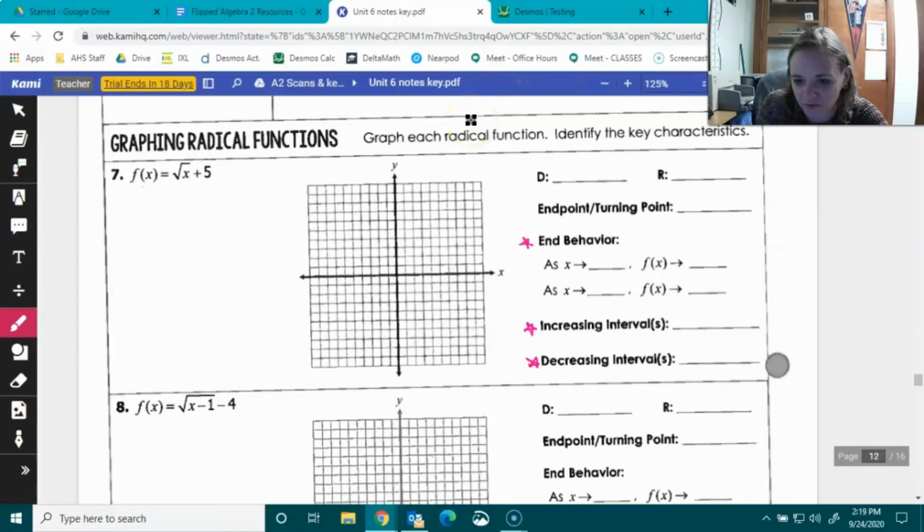1, 2, 3, 4, 5. 0, 5, and 8. 1, 2, 3, 4, 5, 6, 7, 8. And it was a little bit under 8, so about right there.